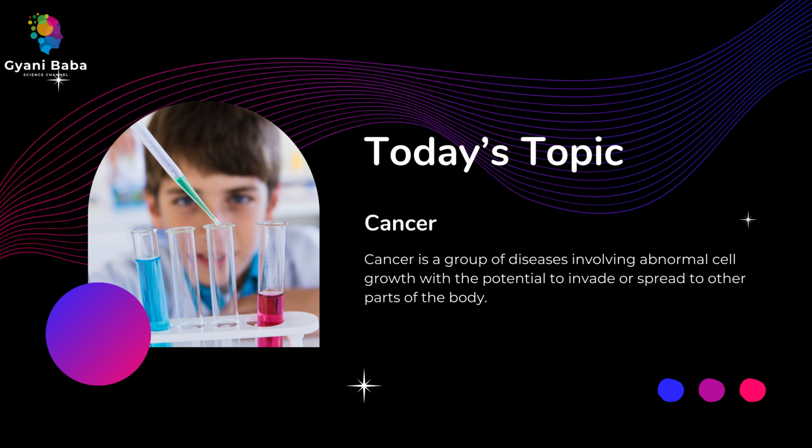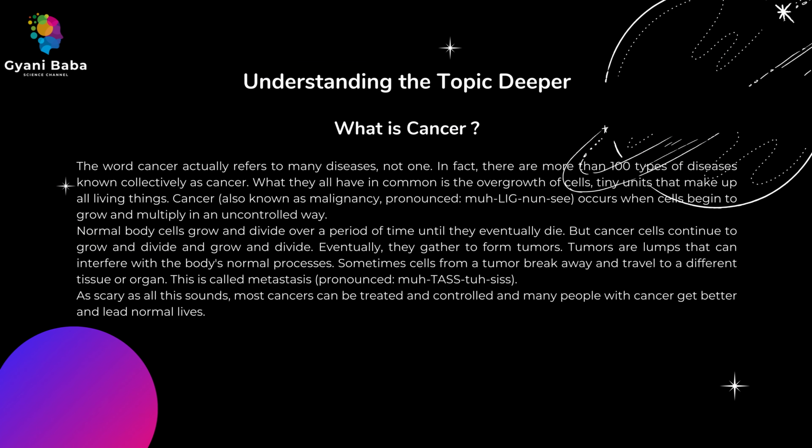Today's topic: Cancer. Cancer is a group of diseases involving abnormal cell growth with the potential to invade or spread to other parts of the body. What is cancer? The word cancer actually refers to many diseases, not one. In fact, there are more than 100 types of diseases known collectively as cancer. What they all have in common is the overgrowth of cells, tiny units that make up all living things.